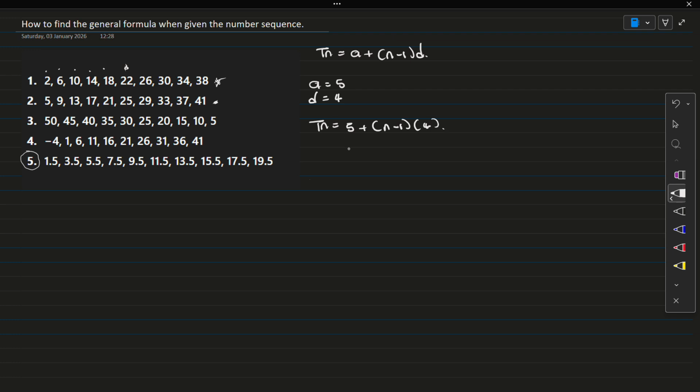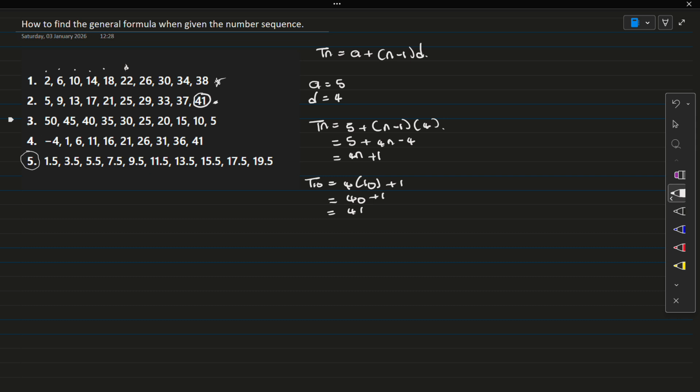Then you simply solve for this, which is going to be 5 plus 4n minus 4. You simply distribute the 4 inside the bracket. Then you're going to have 4n. Then we rearrange it. It's best to start with the n term. Then 5 minus 4 is 1, so it's going to be plus 1. In order to prove this, let's check using the last term, term 10. T10 is going to be 4 times 10 plus 1, which is 40 plus 1, which is 41. Let's check. If we look at our last term, which is term 10, it's 41.